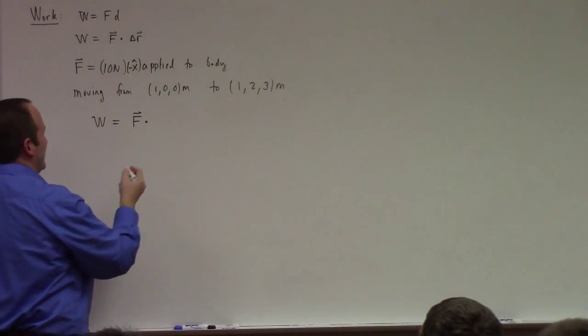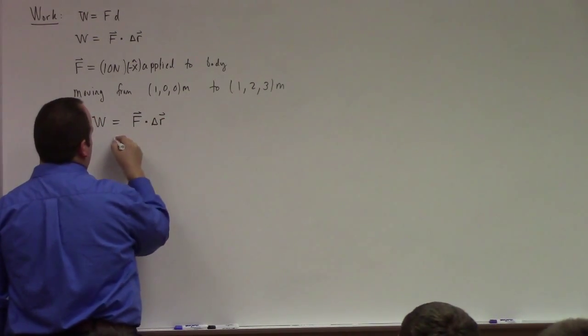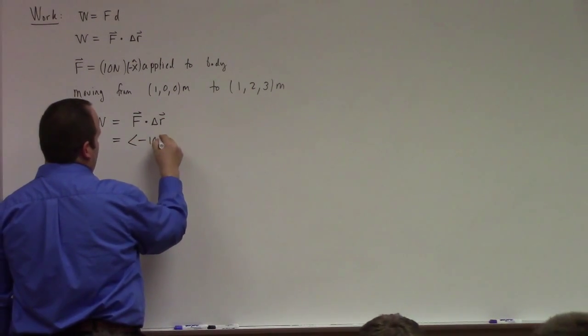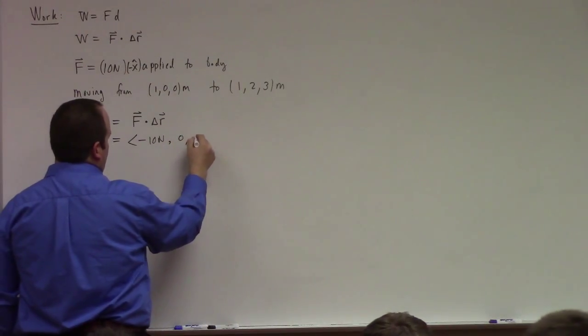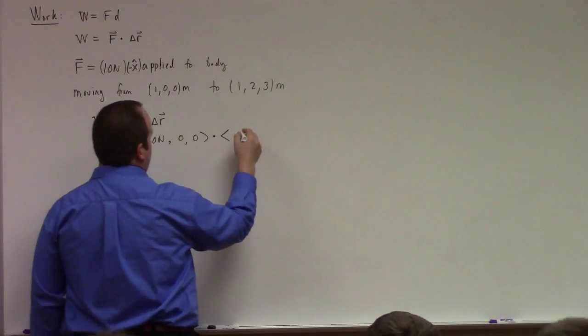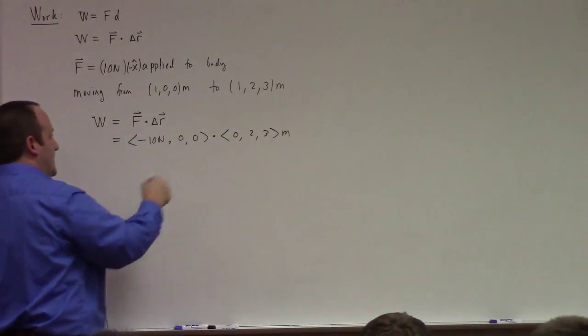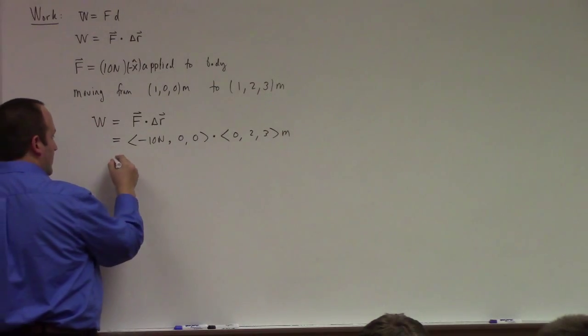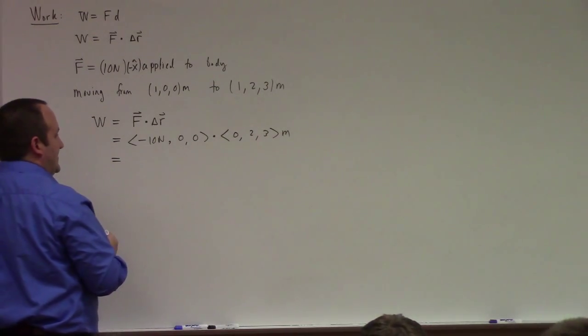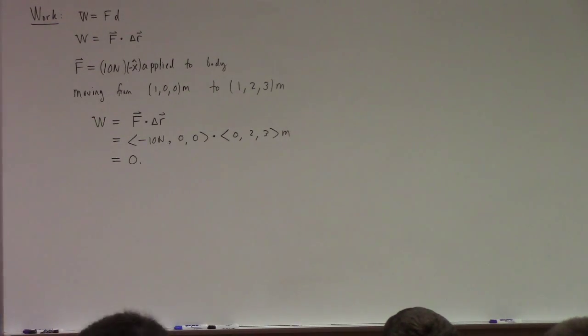There you go. So I would do force dot delta r, and the force is minus 10 newtons, comma 0, comma 0. What's the displacement? Well, 1, 2, 3 minus 1, 0, 0, so it's 0, 2, 3 in meters. You take this dot product, what do you get? Oh, well, that's not very exciting. You get 0. Yay for backwards. Now, why was that?